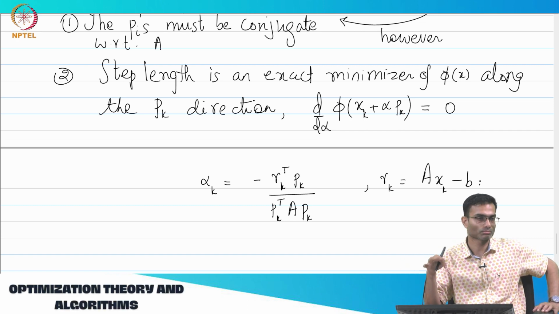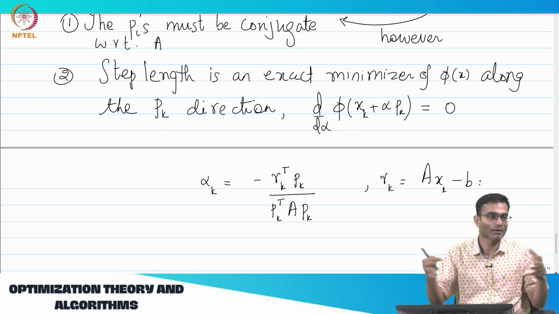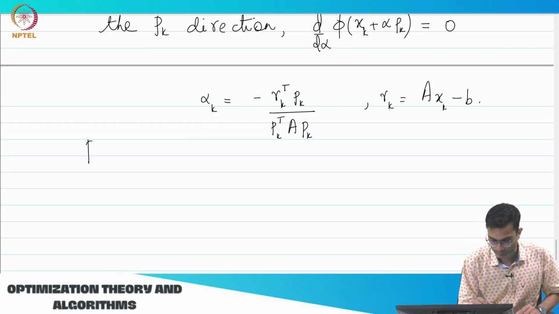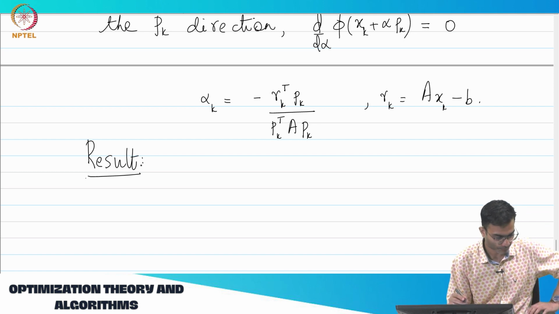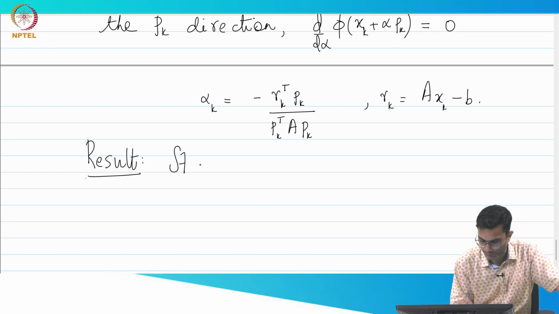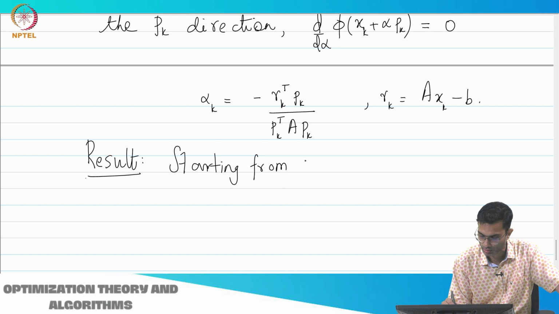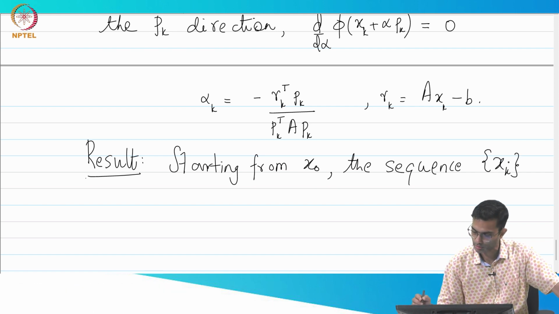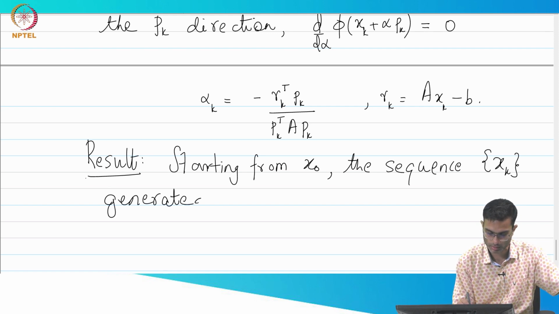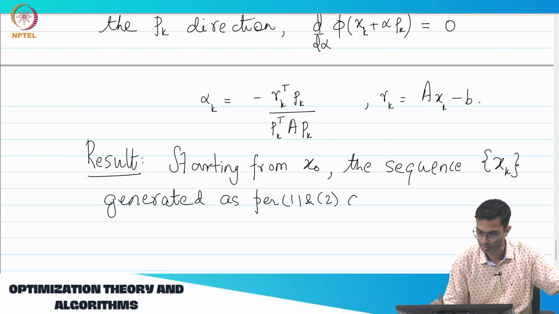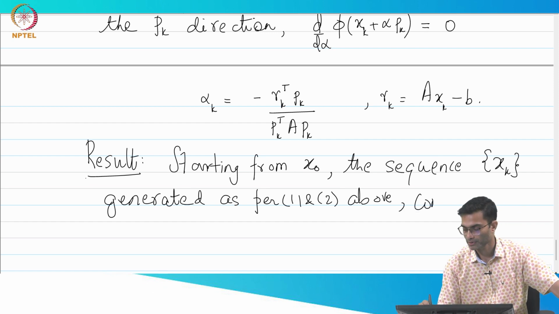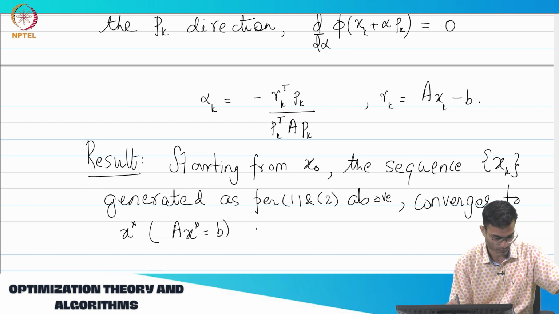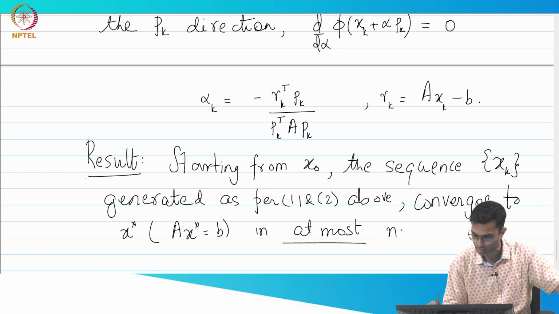In gradient descent, we saw that graph, right? Depending on the condition number of A, you took more steps than the size of the matrix. But here, this is a guarantee. Okay, so let's write this down. Starting from, let's say, x_0, the sequence x_k generated as per 1 and 2 above converges to the stationary point in at most n steps.